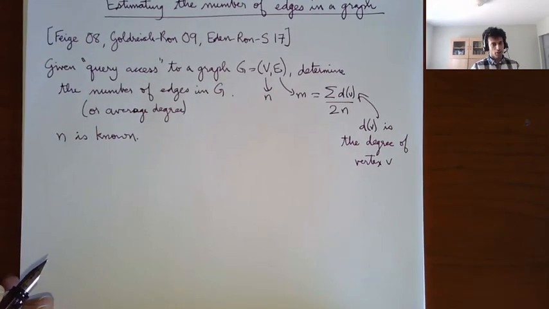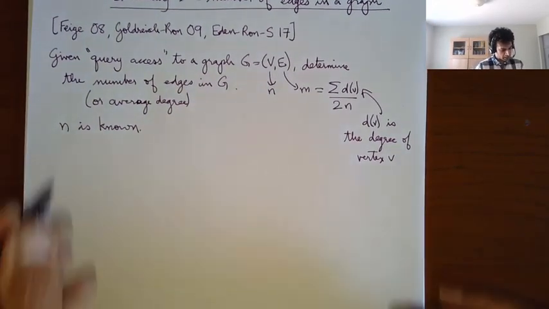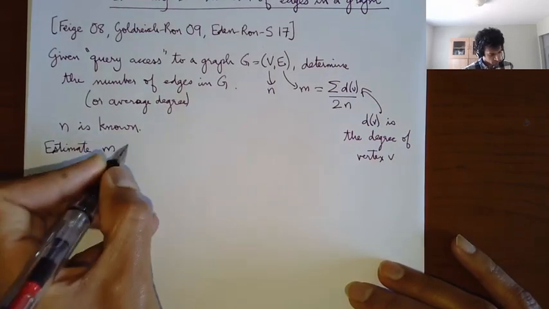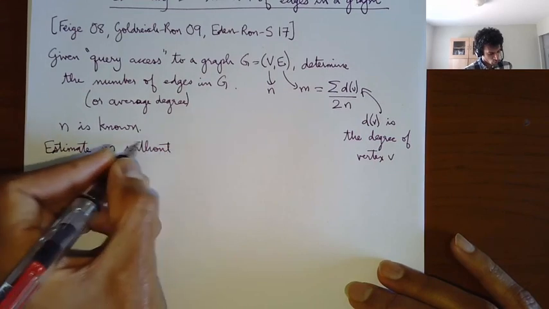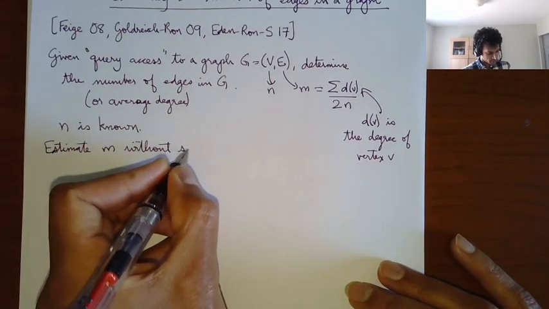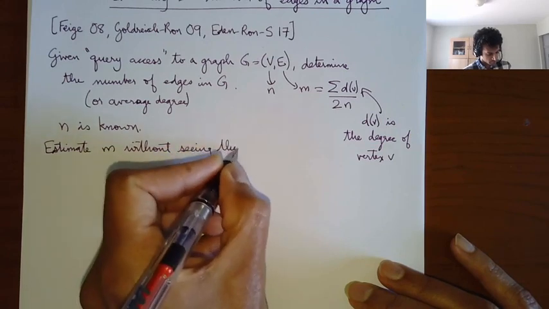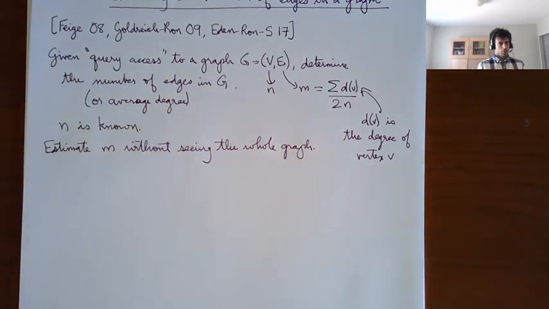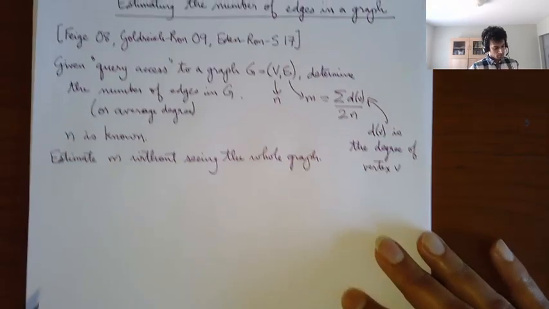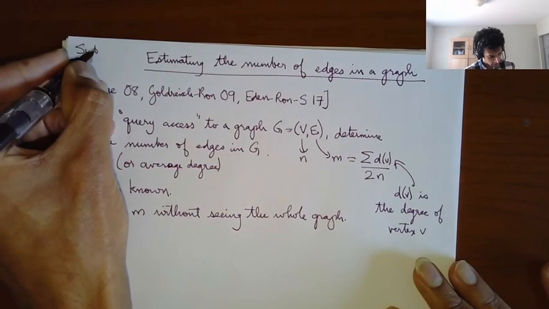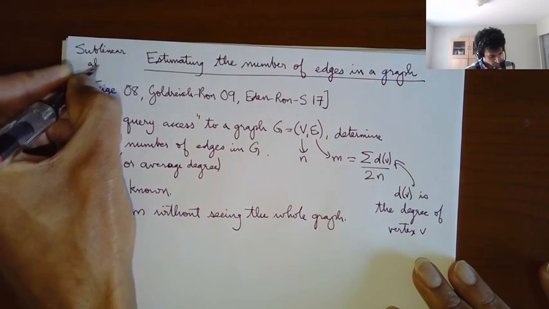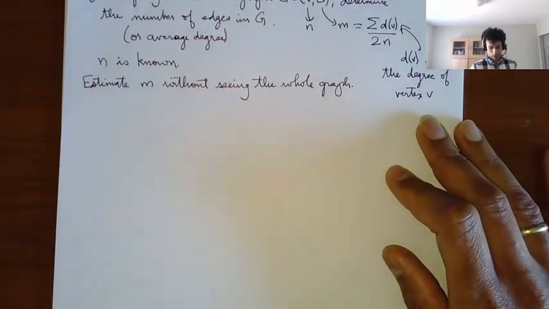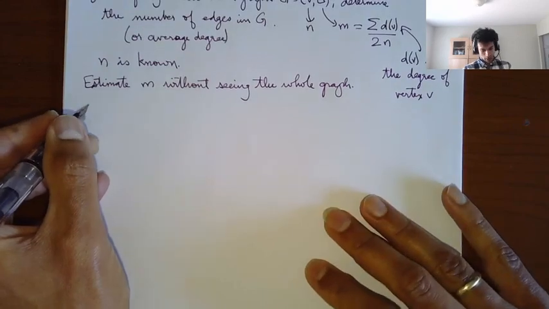Ideally, you want to determine the number of edges without reading the whole graph. So estimate m without seeing the whole graph. So this is really a sublinear algorithm. So what you want here is a sublinear algorithm, and it's sublinear because it's less than linear, so without seeing the whole graph. So what can you actually do?